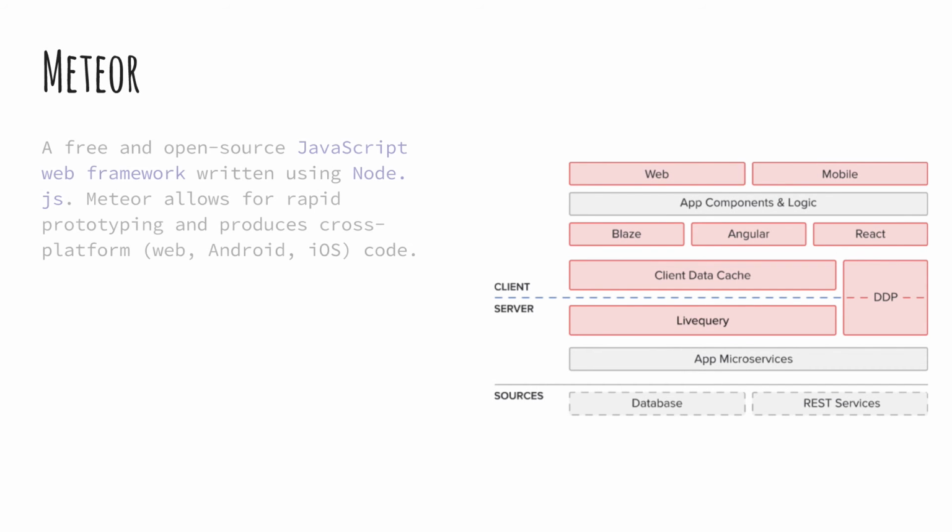So this is what Meteor is. It's a free and open source JavaScript web framework written using Node. Meteor allows for rapid prototyping and produces cross-platform web, Android, and iOS code. It uses Cordova, which has its advantages and disadvantages, but that's what it's using, and it gives you that potential to prototype at a rapid speed, where you could have a phone application for both Android and iOS, as well as a web app, in under 30 minutes. I mean, it's pretty hard to beat that.